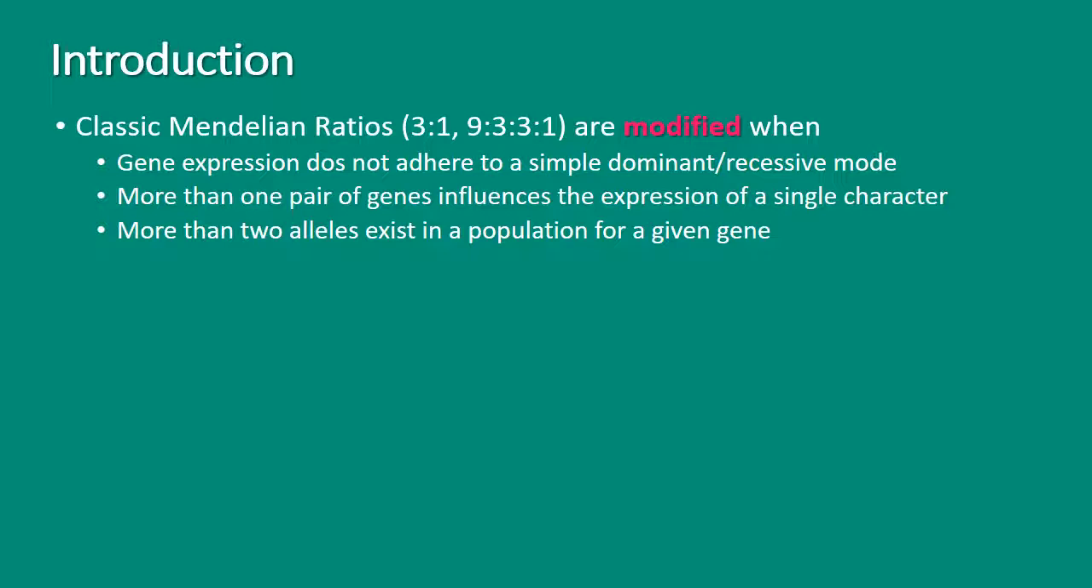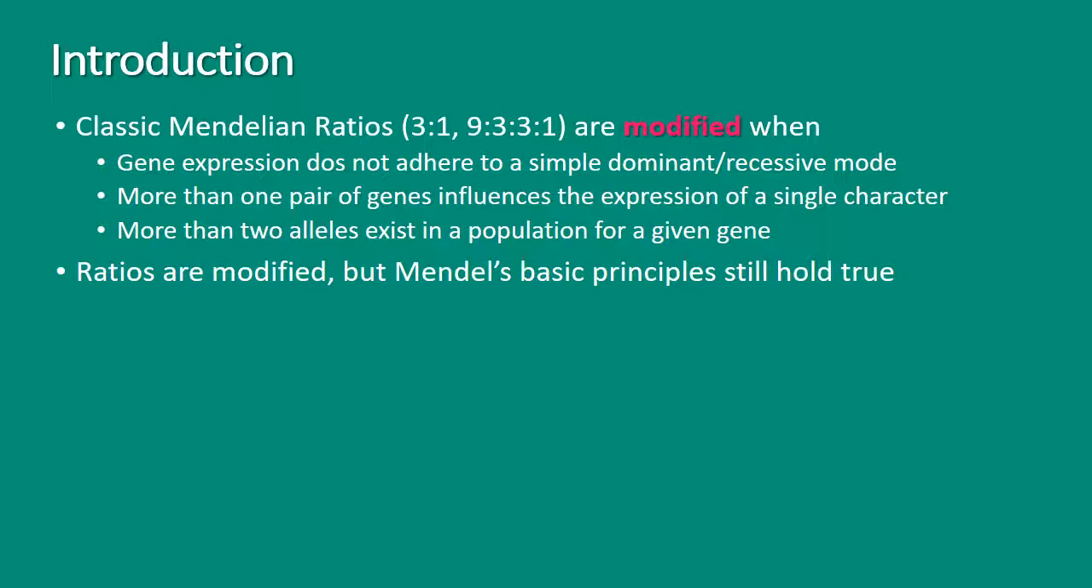If you happen to have more than one pair of genes influencing a particular character, so for example, in humans, for eye color, there are, I think, something like 50 different genes that can affect eye color, that makes it a lot more complicated. And if more than two alleles exist in a population for one particular trait, that can also change the ratios. That's the kind of thing we're going to be discussing.